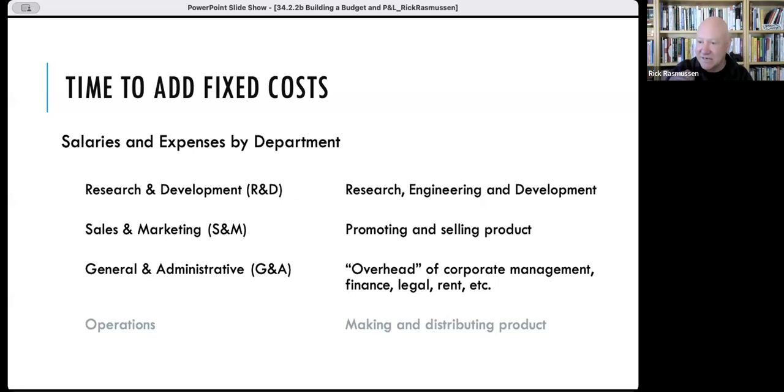If I had a factory, I'd put it in a separate line, maybe operations. If I had warehouses, if I had big support staff, if I had a legal department, stuff like that. So it's not restricted to those three, but your companies are probably typical like this. This whole fixed cost thing comes down to two things. Number one, it's the people and then the tools that they need to be effective. So it's salaries and expenses.